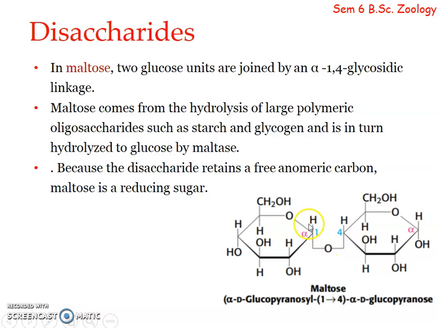Okay, now here you can see, when you speak about the anomeric carbon, the anomeric carbon of the first glucose is getting into glycosidic bond linkage. What happens to the anomeric carbon on the second glucose? It is free. So it can act as a reducing sugar. Okay, so maltose comes from hydrolysis of large polymeric oligosaccharides such as starch and glycogen, and is in turn hydrolyzed into glucose by the enzyme maltase. Because the disaccharide retains a free anomeric carbon on the second monosaccharide, maltose is a reducing sugar.